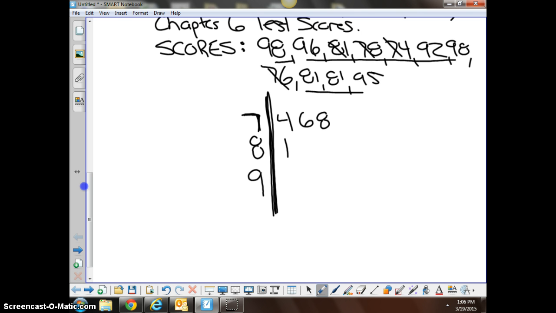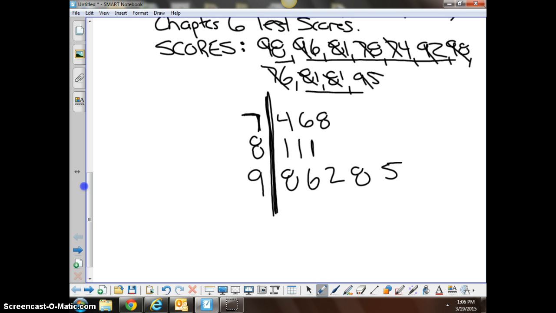So I'm looking at the 8s. I've got an 81, which I just crossed off. I've got another 81, and I've got another 81. I have to list them all. Otherwise, it would look like I only have one 81, but I need to show that I have three 81s. And then I've got a 98. I've got a 96. I've got a 92. I've got another 98. And I've got a 95.